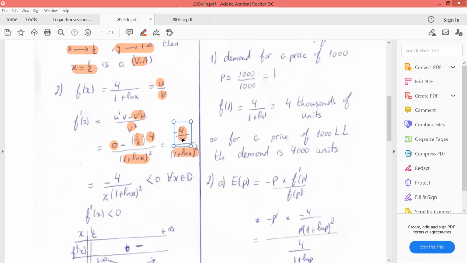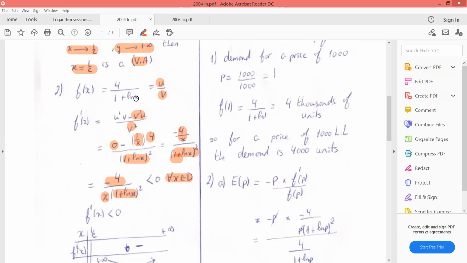This x here, I can put it in the denominator. This over 1, here 4 times 1 is 4. This x becomes x into 1 plus ln x squared. x is positive since the domain is 1 over e to plus infinity. 1 plus ln x squared is positive, so we get the derivative is less than 0 for all x belongs to the domain.